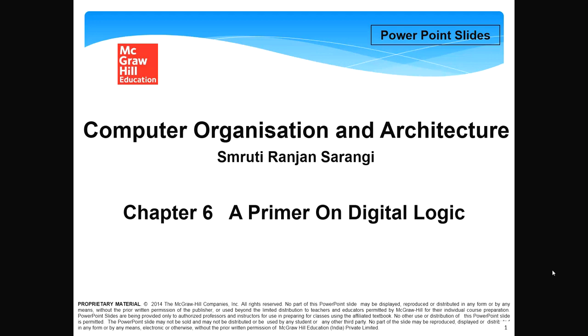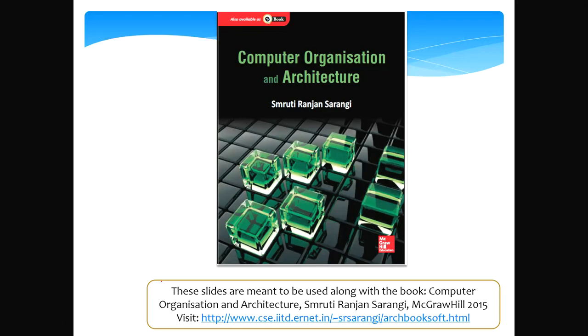Now given that we have a decent idea of what assembly languages are, we want to build an actual processor. So what we will discuss in this chapter is essentially the building blocks of actual processors. I want to repeat once again that this is chapter 6 of the book Computer Organization and Architecture. This has been published by McGraw-Hill in 2015.